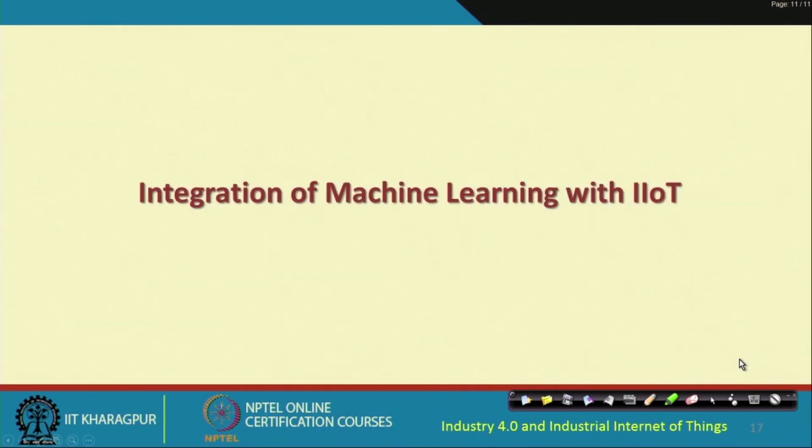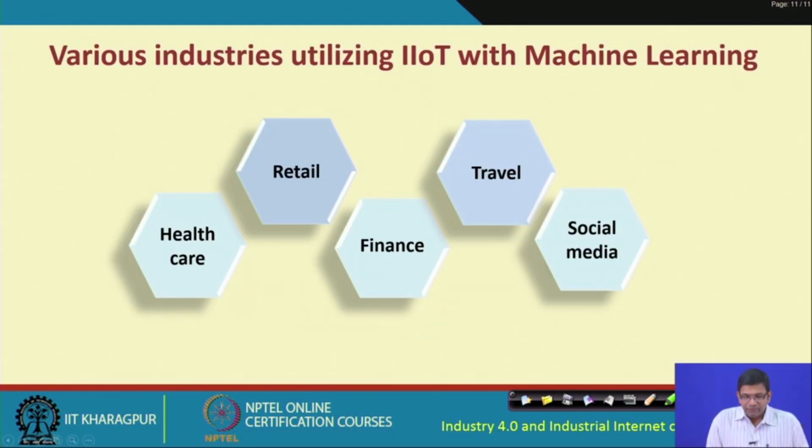So, for IIoT there are different machine learning techniques in place. You could use machine learning in IIoT in order to harness the benefits of machine learning and make IIoT much more efficient and useful. Different industries such as healthcare, retail, finance, travel, social media and many more use IIoT with machine learning in order to improve their products, their processes and so on.